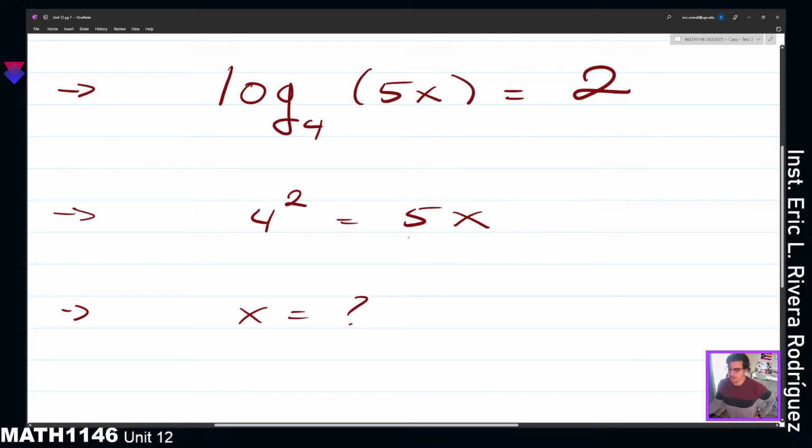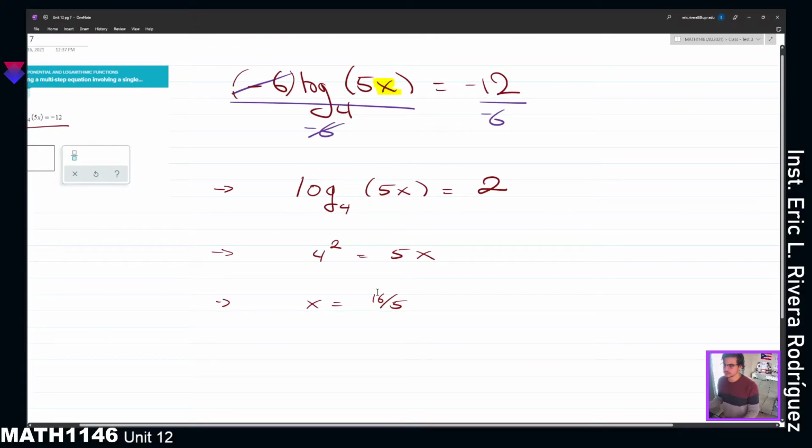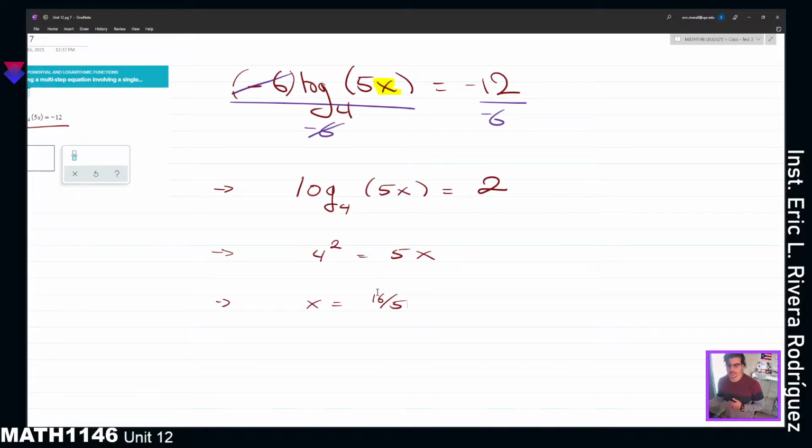Okay, when solving here, what is the value of x? 16 divided by 5. And that is the right answer. Okay, any questions with this one?